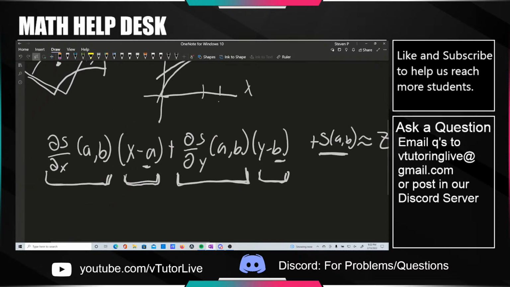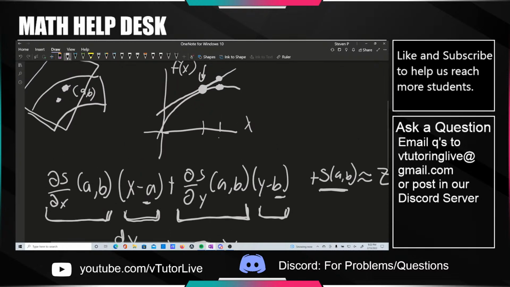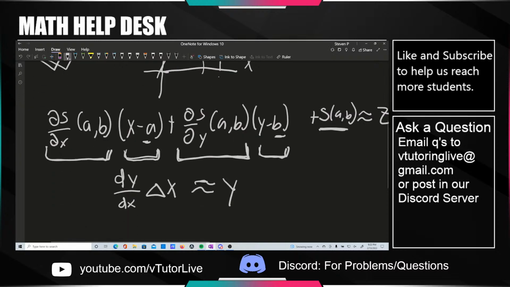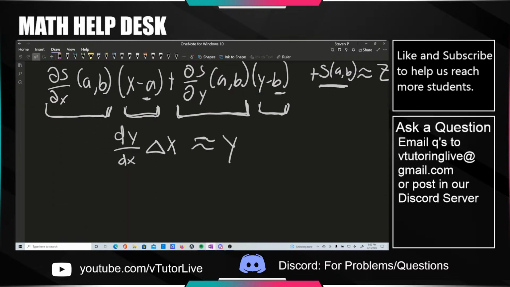The one-dimensional analog to this would basically be dy over dx times delta x is about equal to the y that you're trying to find, right? It's sort of like saying, okay, if you're trying to figure out what this point is, and using this point as an approximation, well, you're just going to figure out what the slope is and multiply that by the displacement to sort of get an approximation. And that's exactly the idea here.